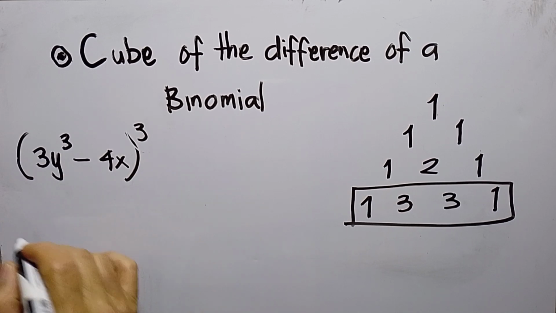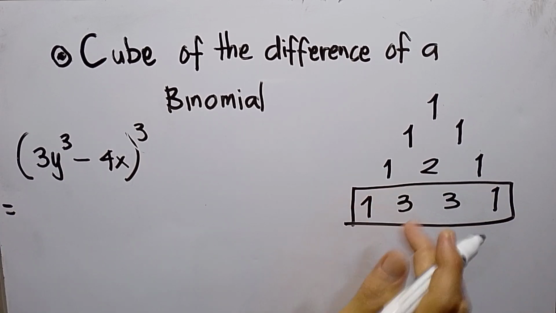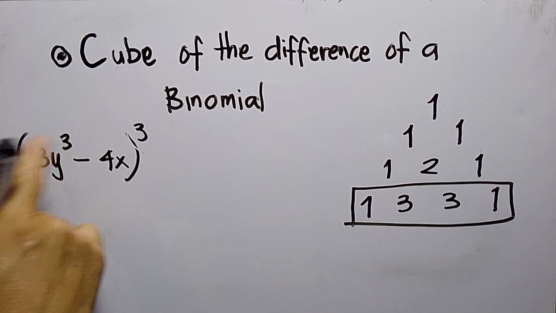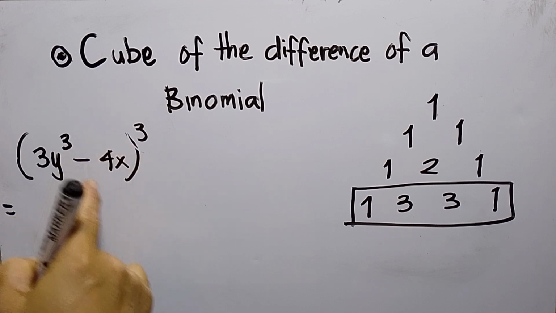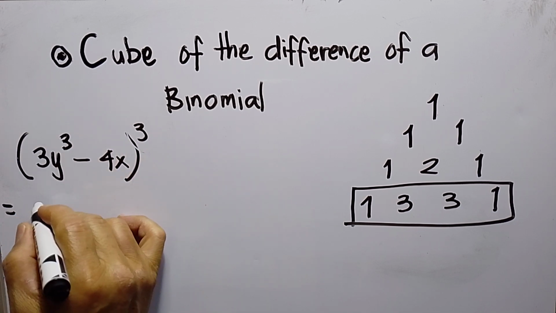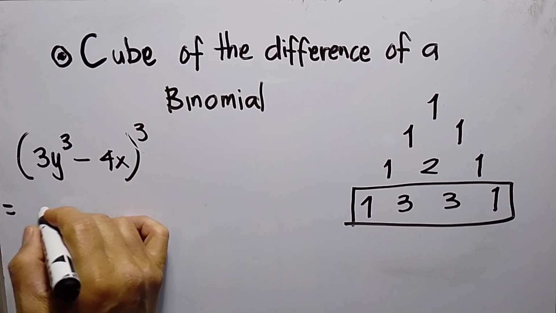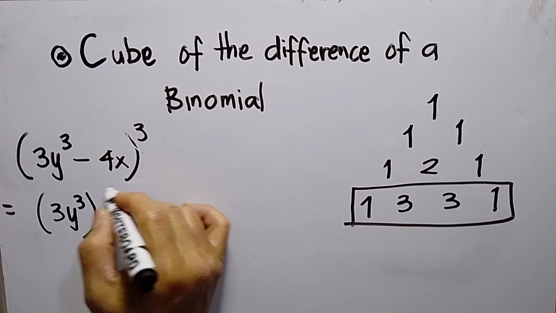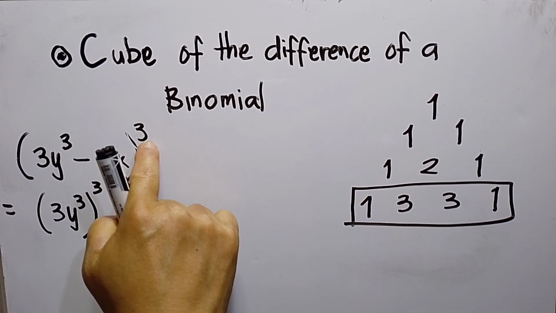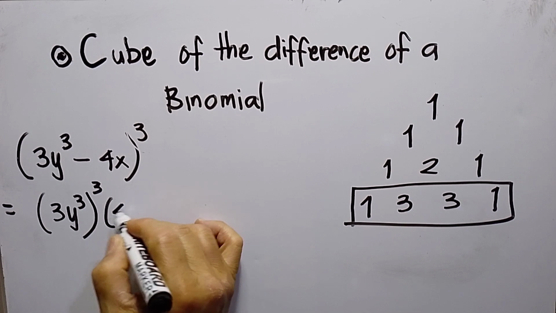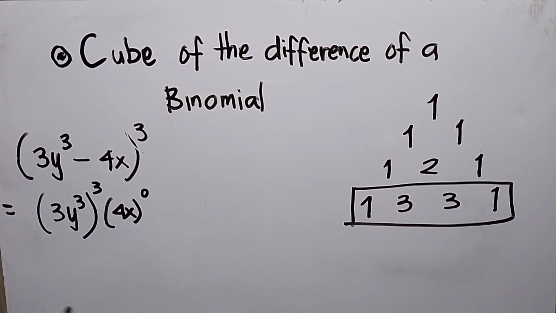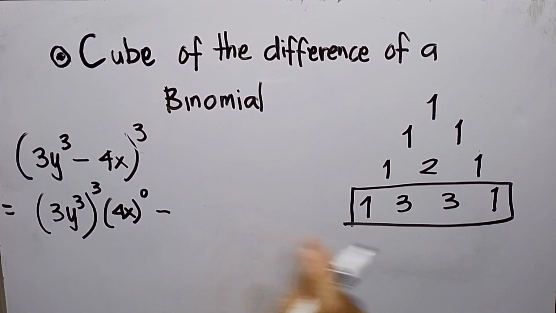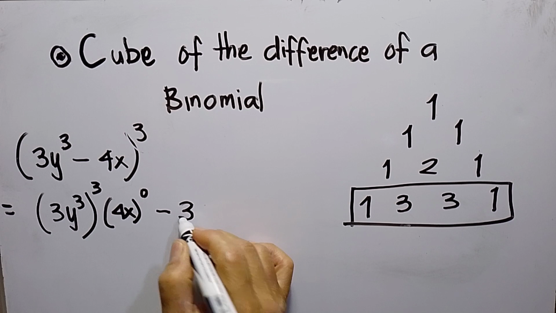To expand this, based on the numerical coefficient, this will be 1. Take note, for the first term the exponent must be decreasing, and for the second term it will be increasing. Understood, there is 1 in here. So this will be 3y cubed raised to 3, because this is a cube, and then 4x raised to the 0 power. And then plus, minus. So this will be minus. The numerical coefficient is 3.